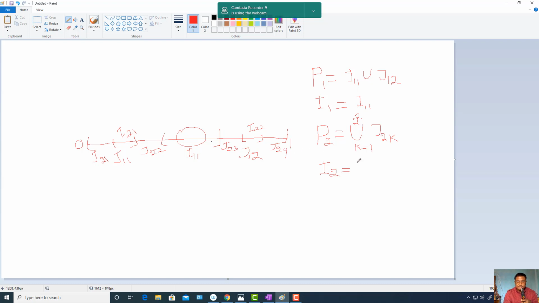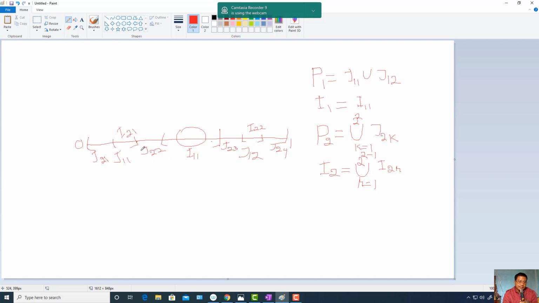So this is equal to the union of how many? R is running from 1 to 2 to the power 1, which is 2, and 2 to the power 2 minus 1 is 1. So there are 2 intervals I2R in the second step. In each step, the length of each J2K is equal to the length of each I2R. Each is of length how much? 1 by 3 square. Here also 1 by 3 square.